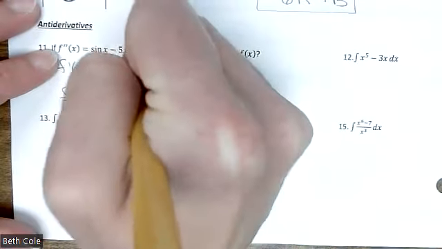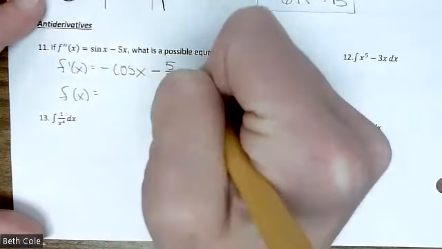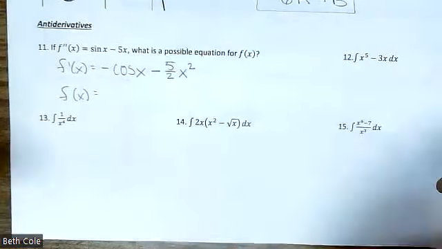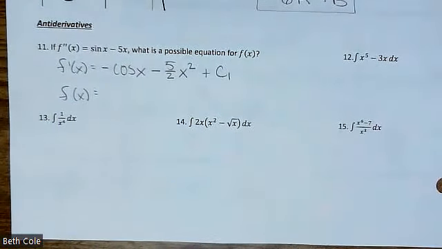Negative cosine, minus... all right, antiderivative for 5x. Good, 5 halves x squared, and I'm going to put plus C1. Again, the reason I'm calling that constant 1 is because when we do it again, we're going to get another constant. I'm going to call that C2, so that they're different.